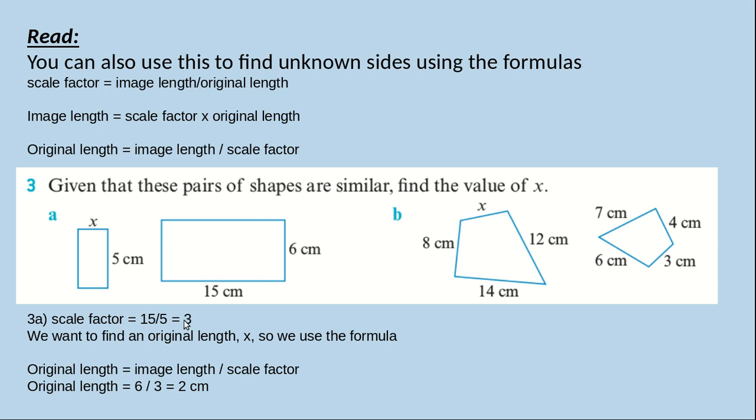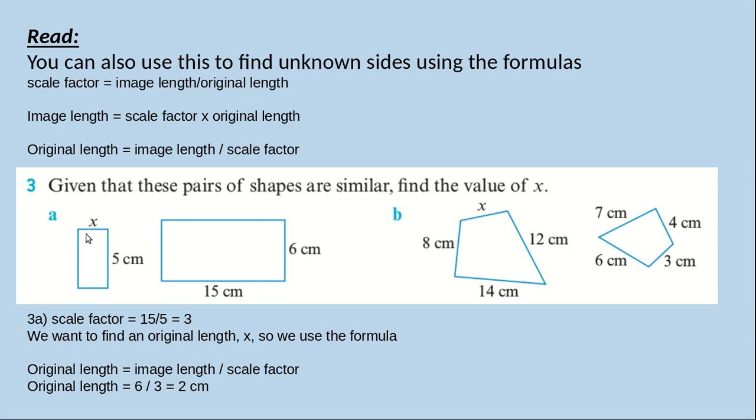Then we think, what do we want to know? We want to find a length on the original, this x here. So we're going to use the formula for the original length. So original length equals image length divided by scale factor. So what matches with our original here? So this shorter side here matches with 6, doesn't it? So the matching image length is 6. So we put that in here, divided by the scale factor, we work that out to be 3. 6 divided by 3 equals 2. That means x up here is 2 centimeters long.